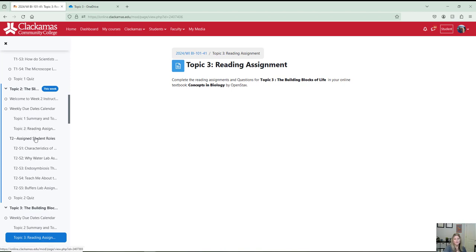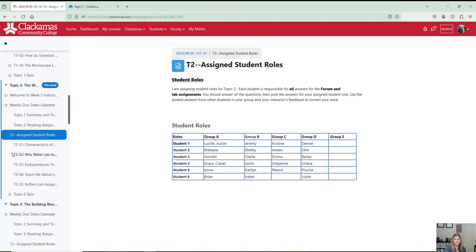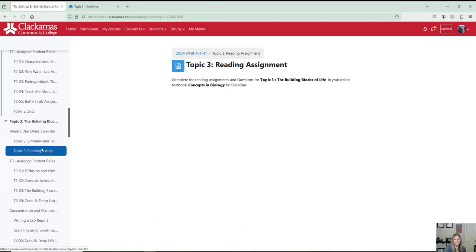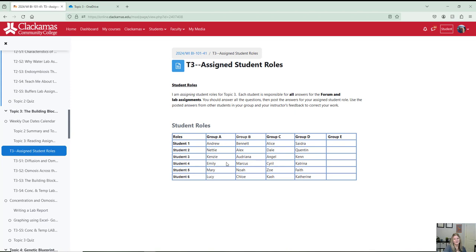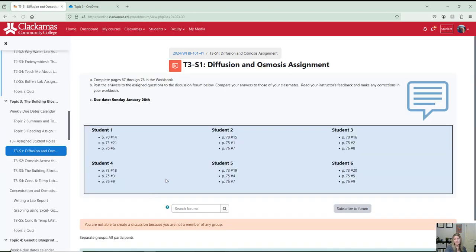So that's the reading. Then our student roles, I haven't changed these, so ignore all those names. None of these people are in our class. But just make sure that you're looking at your new student role every week, since they do change. So which number are you, 1, 2, 3, or 4? The group letter doesn't matter, because that's just something that you've been assigned as a participant. So you don't have access to other groups.